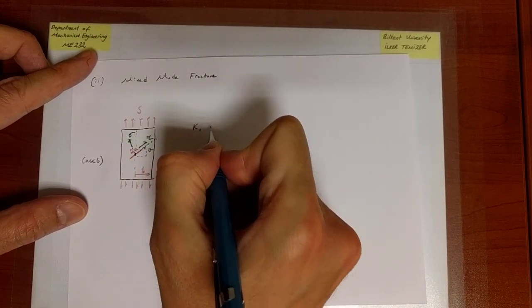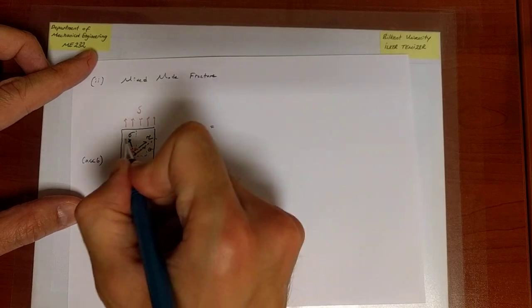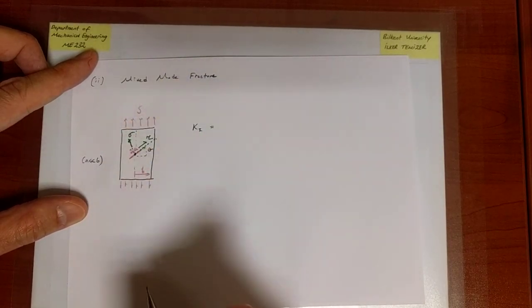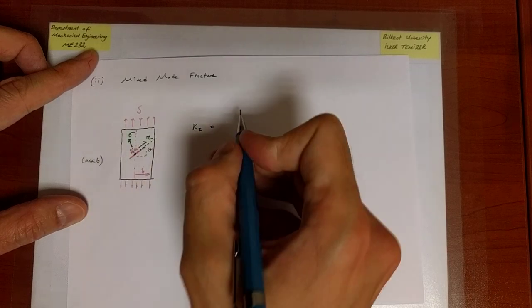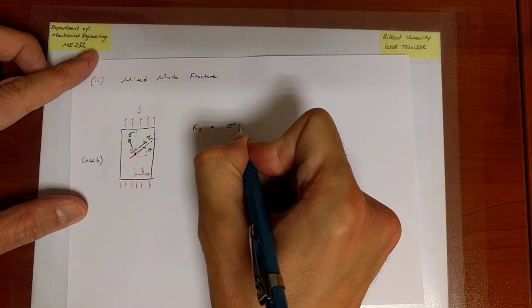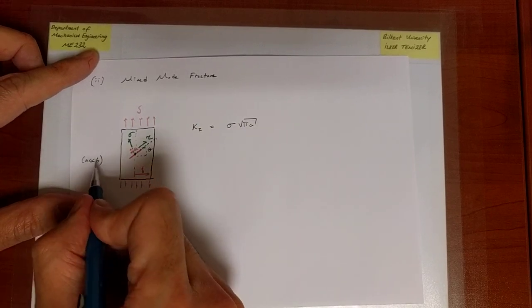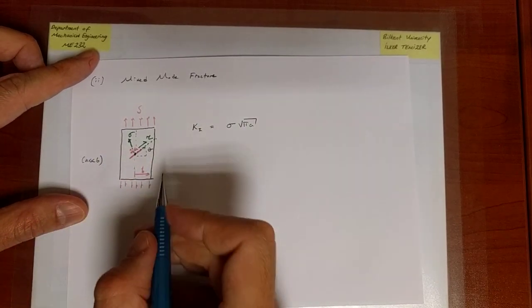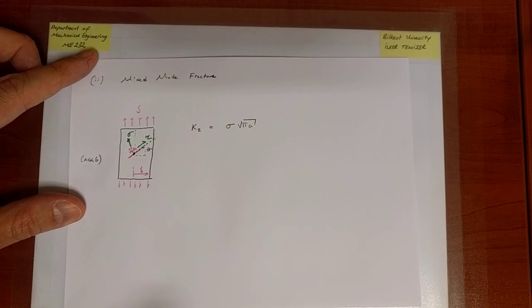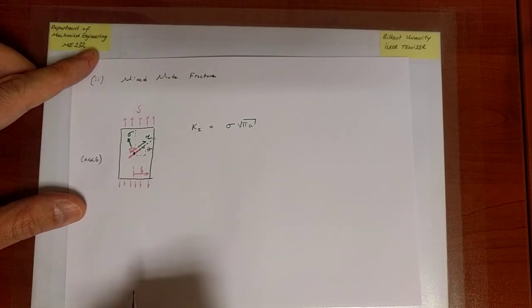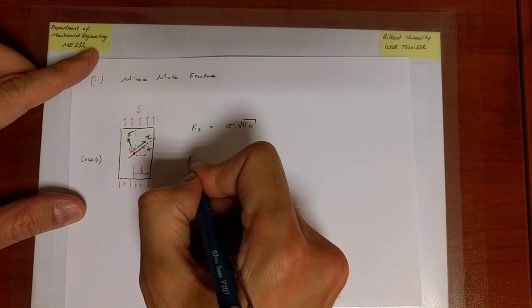Mode 1 is equal to the gross stress that is associated with tension. In this case, it's sigma. That's the gross stress, multiplying root pi a. Here, I'm going to assume a is much less than the width. The form factor eventually is equal to 1, so I'm not putting any form factor there. Okay, so that's sigma. Now, there is also a mode 2.